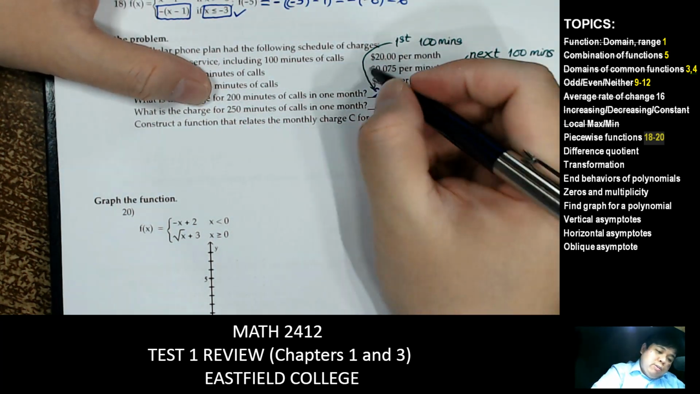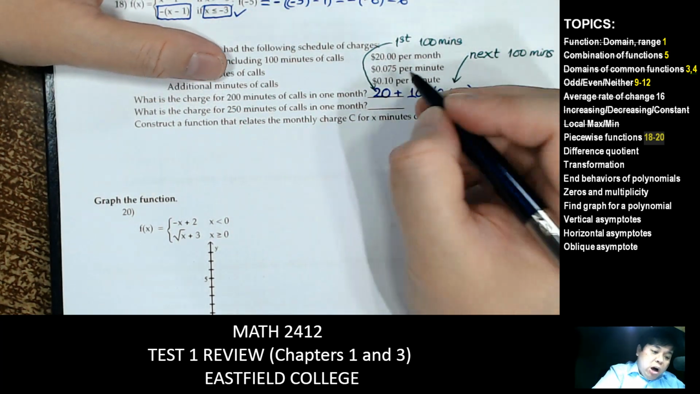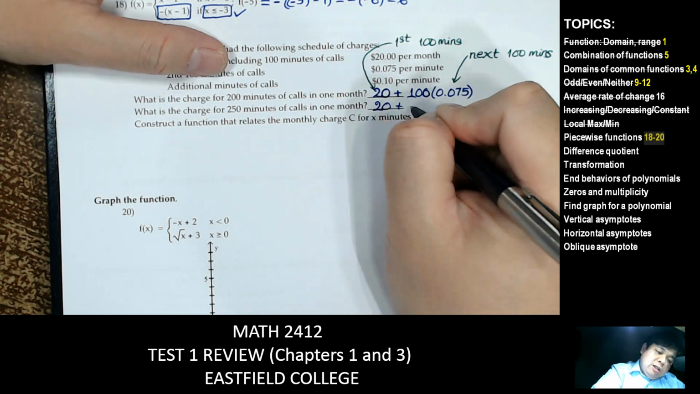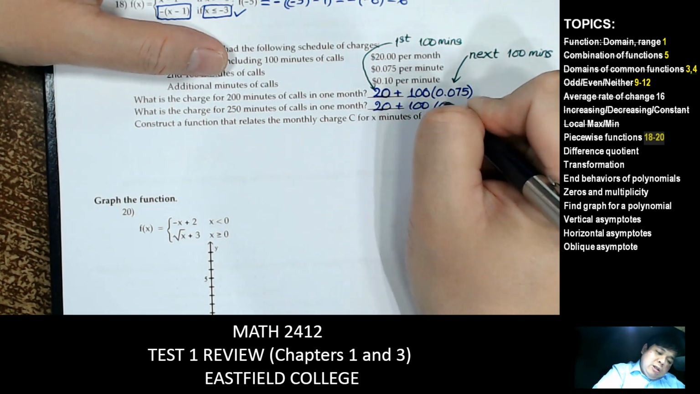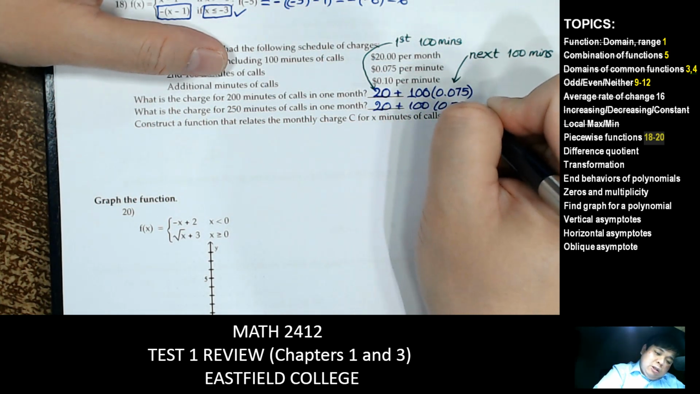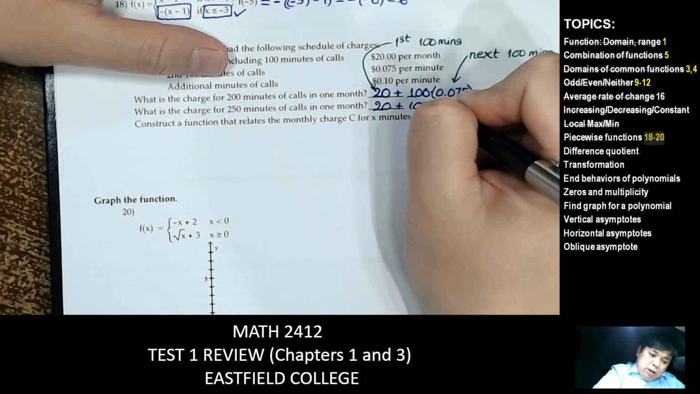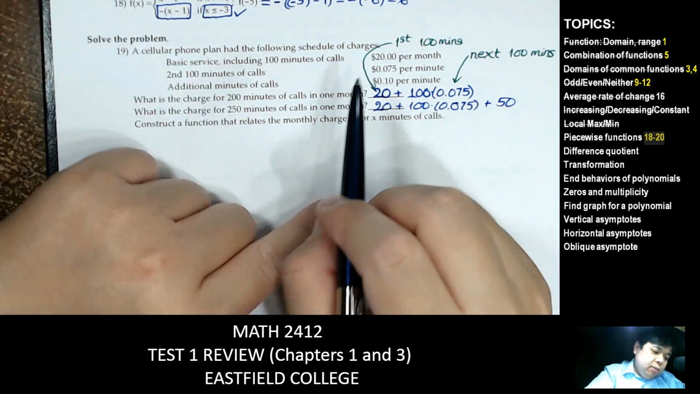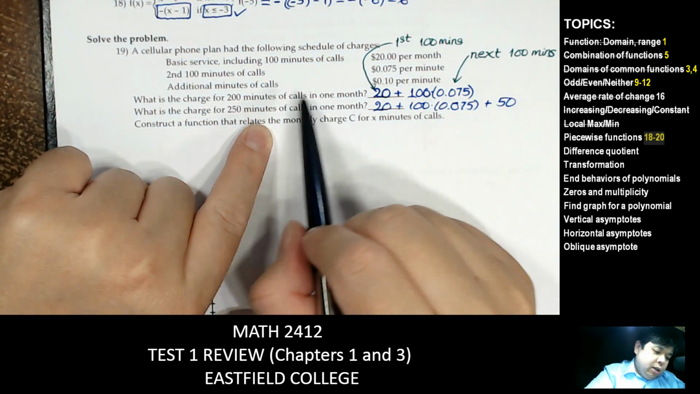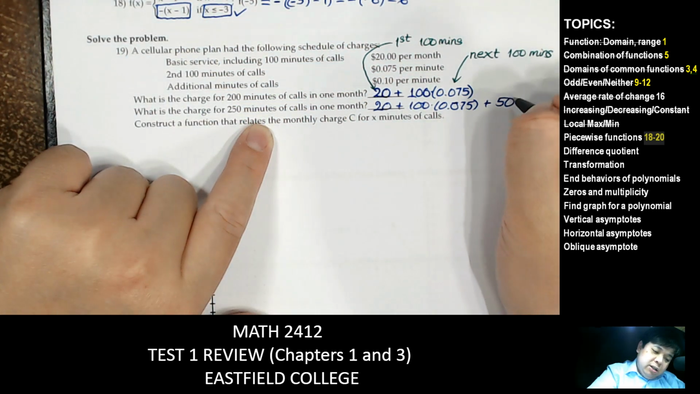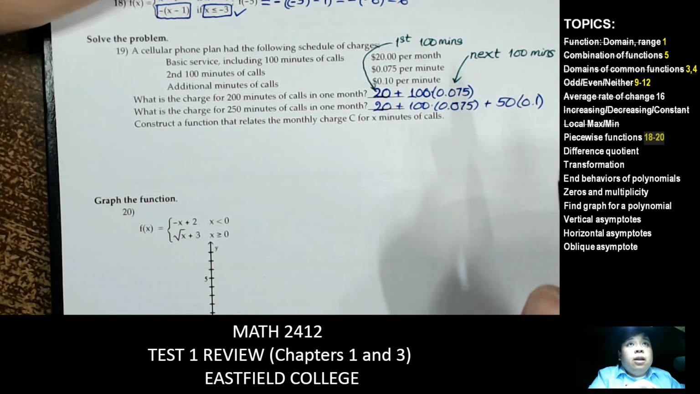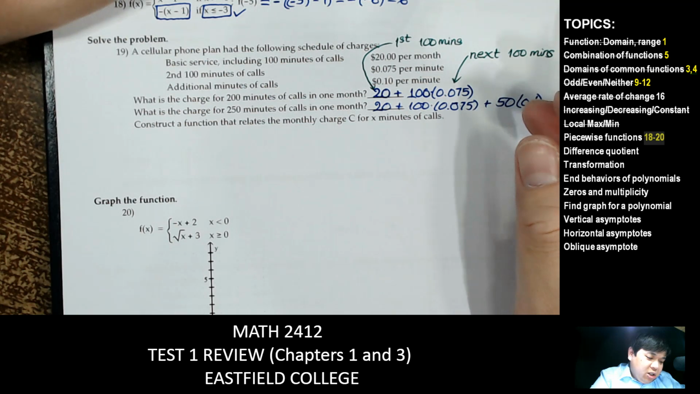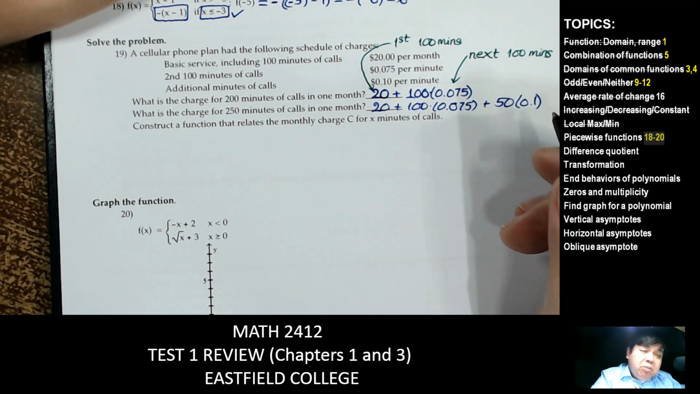The charge for 250 will be the same as the first 200 minutes here, as multiplied. But then we have to add 50 more minutes at this rate. The calculation is not important, so I just leave it at that.